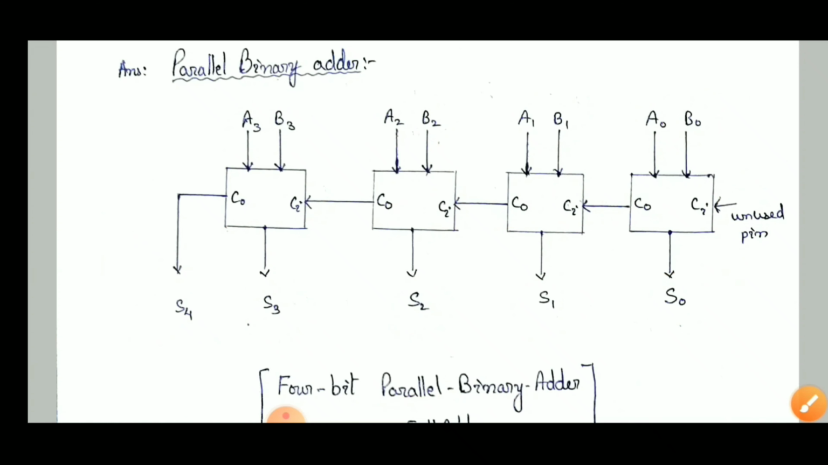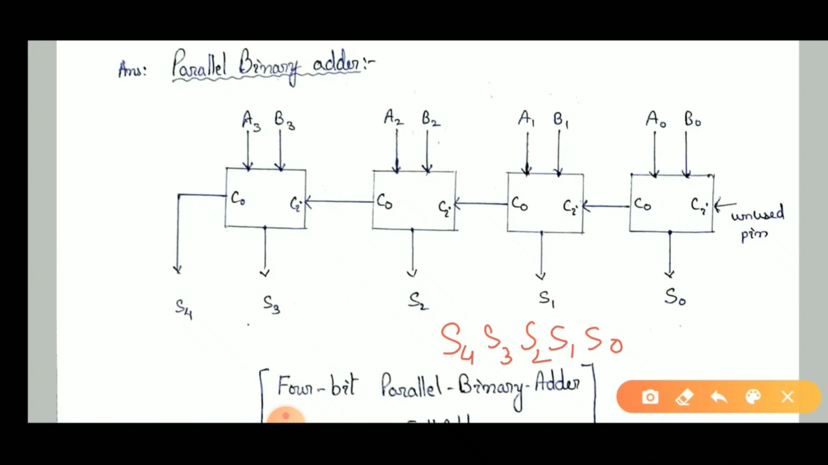Now the sum becomes S4, S3, S2, S1, S0. This is the final output for this parallel binary adder.